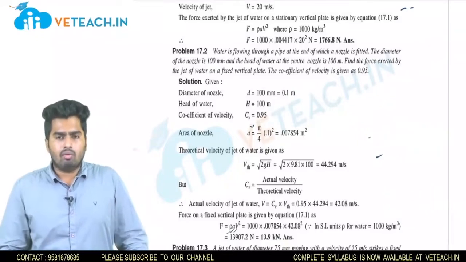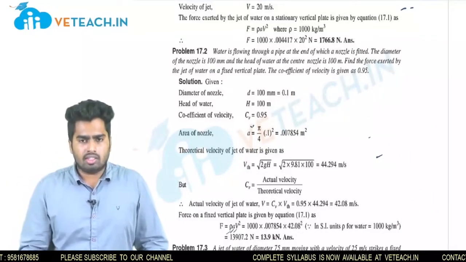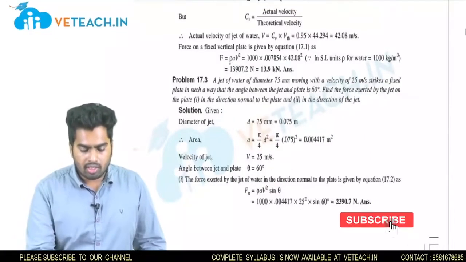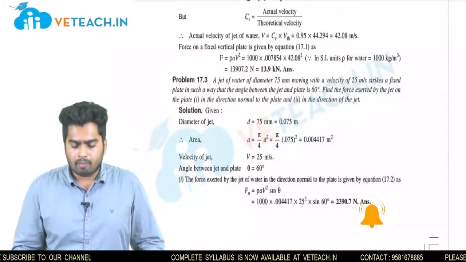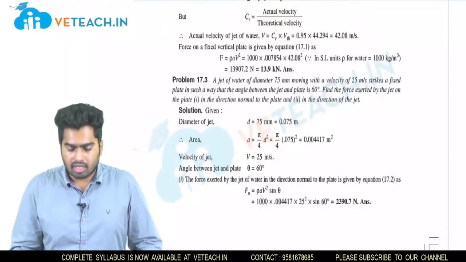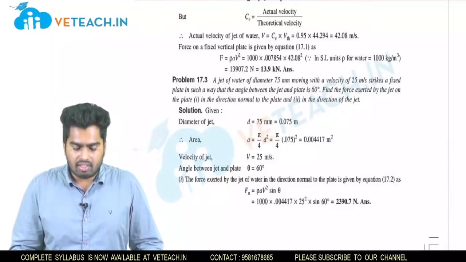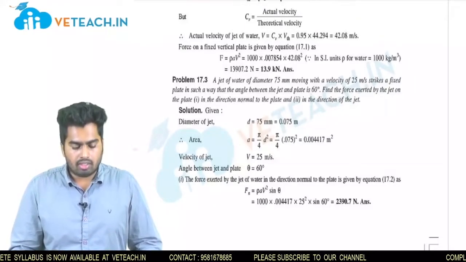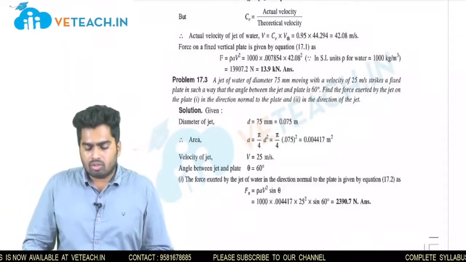So students, till now we have discussed the plate in vertical position. Now let us discuss a numerical when the plate is in inclined position. Let us read the question. A jet of water of diameter 75 mm moving with a velocity of 25 meters per second strikes a fixed plate in such a way that the angle between jet and the plate is 60 degrees. Find the force exerted by the jet on the plate in the direction normal to the plate and in the direction of the jet.